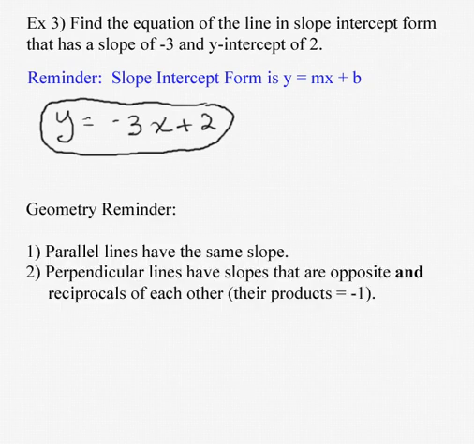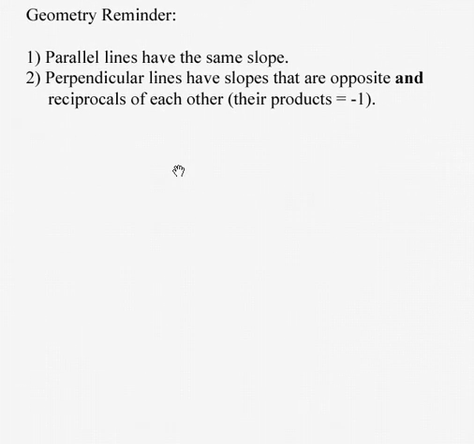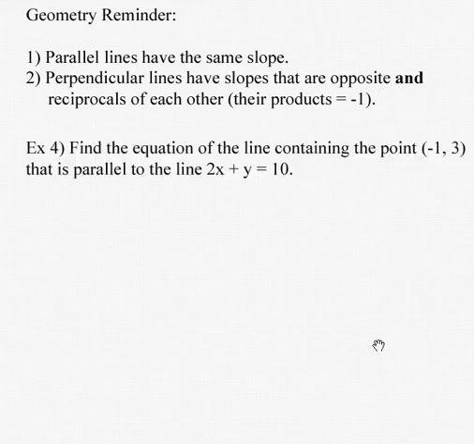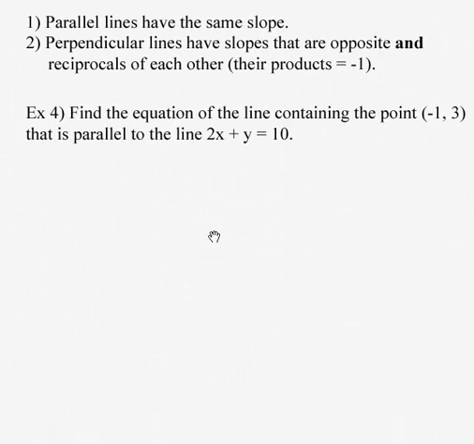Before we jump into the next couple of problems, we need a little geometry reminder. In this geometry reminder, we need to remember that parallel lines have the same slope, and perpendicular lines have slopes that are two things: one, opposite signs of each other, and two, reciprocals of each other. Another way to say that is perpendicular lines, if you multiply their slopes, the product of their slopes is -1. So let's take a look at this situation.